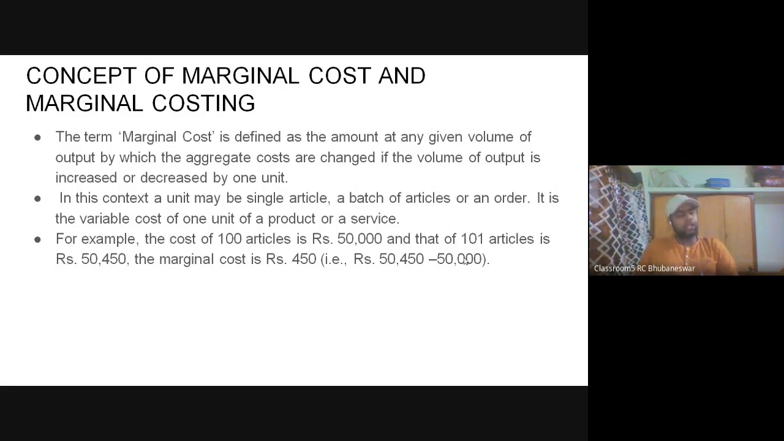Next, for example, for explanation, the cost of 100 articles is rupees 50,000, and if 101 articles are produced, then the total cost reaches 50,450. So what is the extra cost, by increasing the production by 1 unit? For the 101st unit, you have to spend 50,450 minus 50,000, which is equal to 450 rupees. So that becomes the marginal cost for the 101st unit of output.